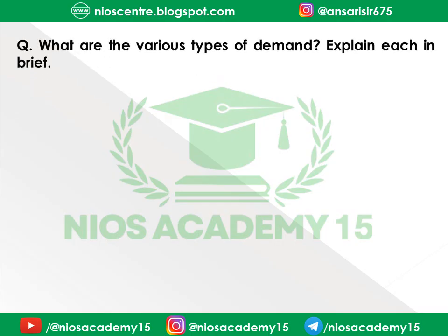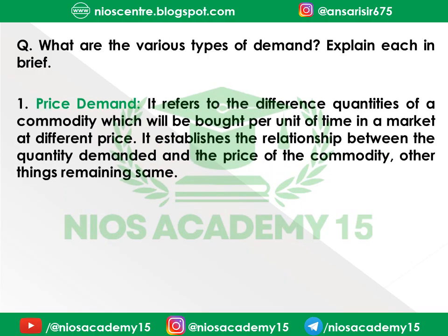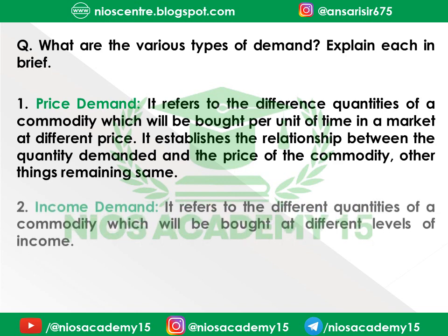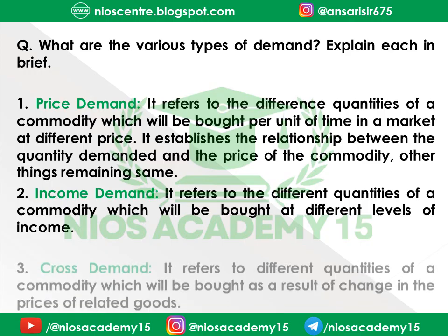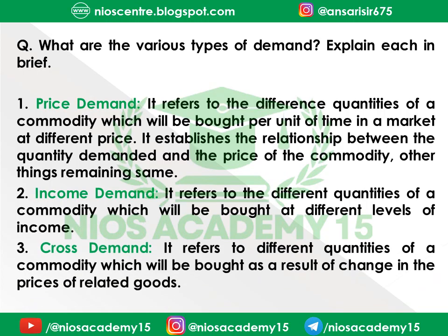The first question is: What are the various types of demand? Explain each in brief. And the answer is price demand. It refers to the different quantities of a commodity which will be bought per unit of time in a market at different prices. It establishes the relationship between the quantity demanded and the price of the commodity, other things remaining the same. The second part is income demand. It refers to the different quantities of a commodity which will be bought at different levels of income. And the third point is cross demand. It refers to different quantities of a commodity which will be bought as a result of change in the prices of related goods.